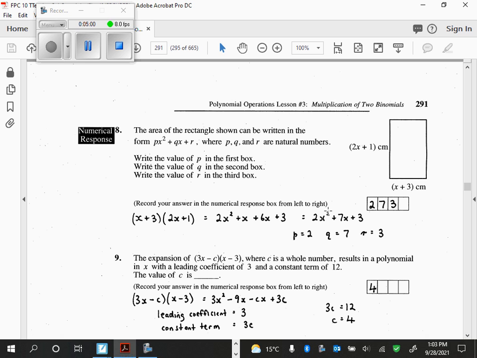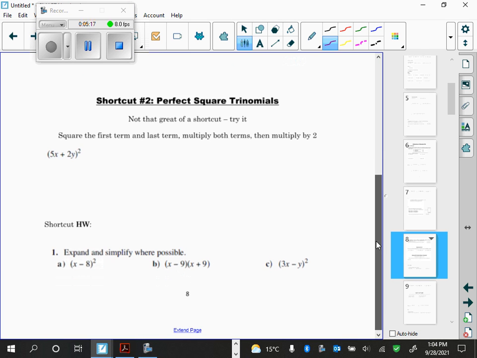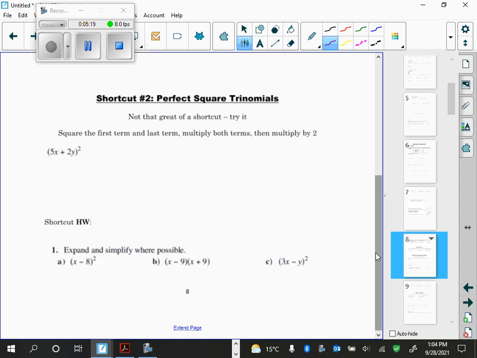Done correcting homework. Going to page 8 for a shortcut. Okay, we're going to do page 8. Still love this shortcut. You can use it if you want to, or you can just rewrite in FOIL. But it's in the curriculum, so I do have to teach it to you. So go to the middle of page 8, that's perfect square trinomials.